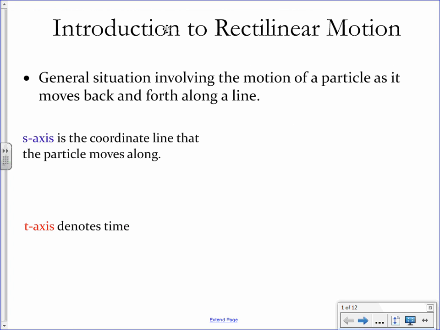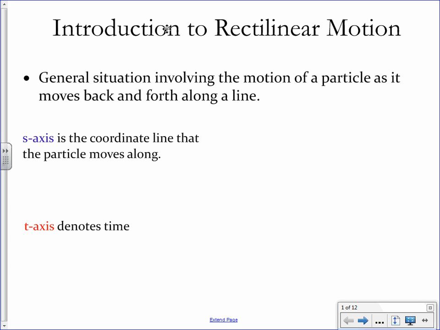Okay, today we are going to start Unit 6, which involves rectilinear motion. Linear motion. So we're moving along a line, back and forth, left and right.